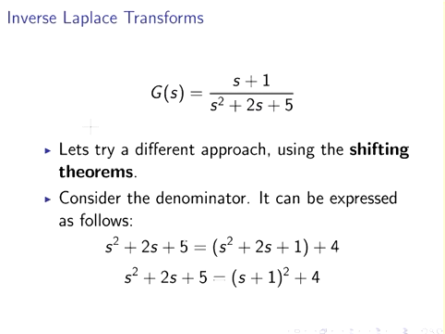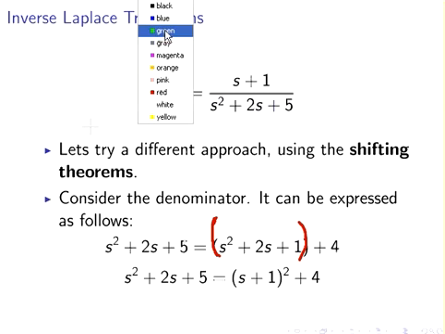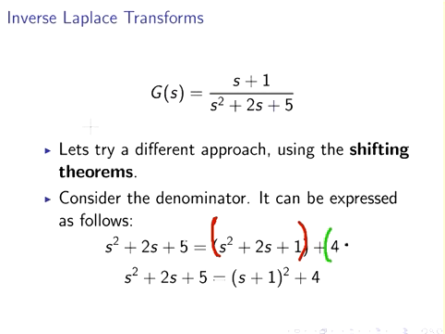Consider the denominator, s squared plus 2s plus 5. We can break it up into two component parts: s squared plus 2s plus 1, and then also 4. Now, we can re-express the s squared plus 2s plus 1. That is just equal to s plus 1 squared.